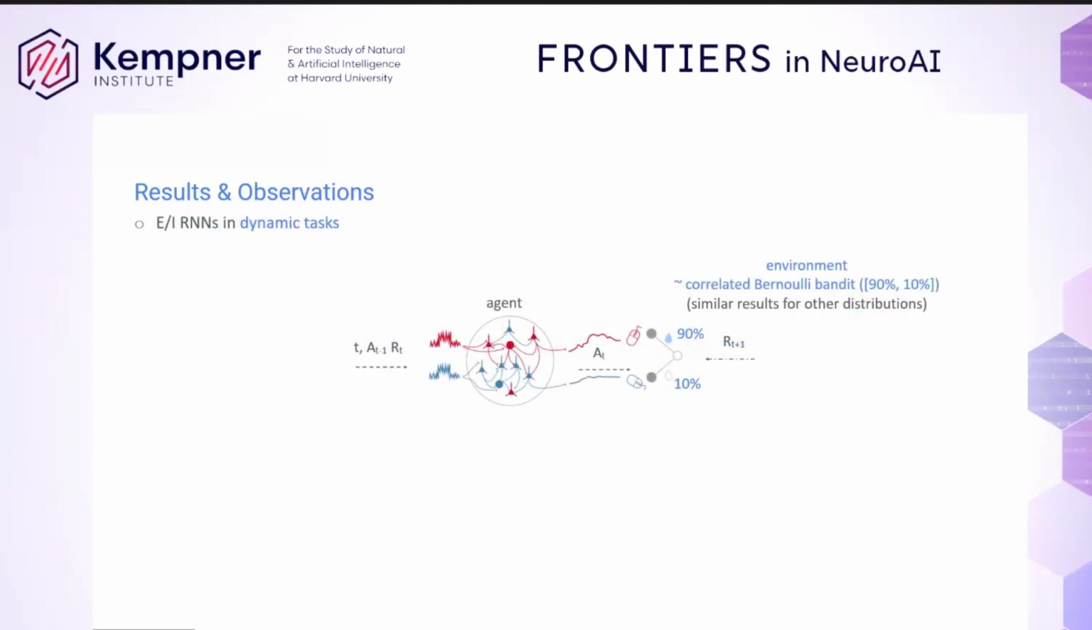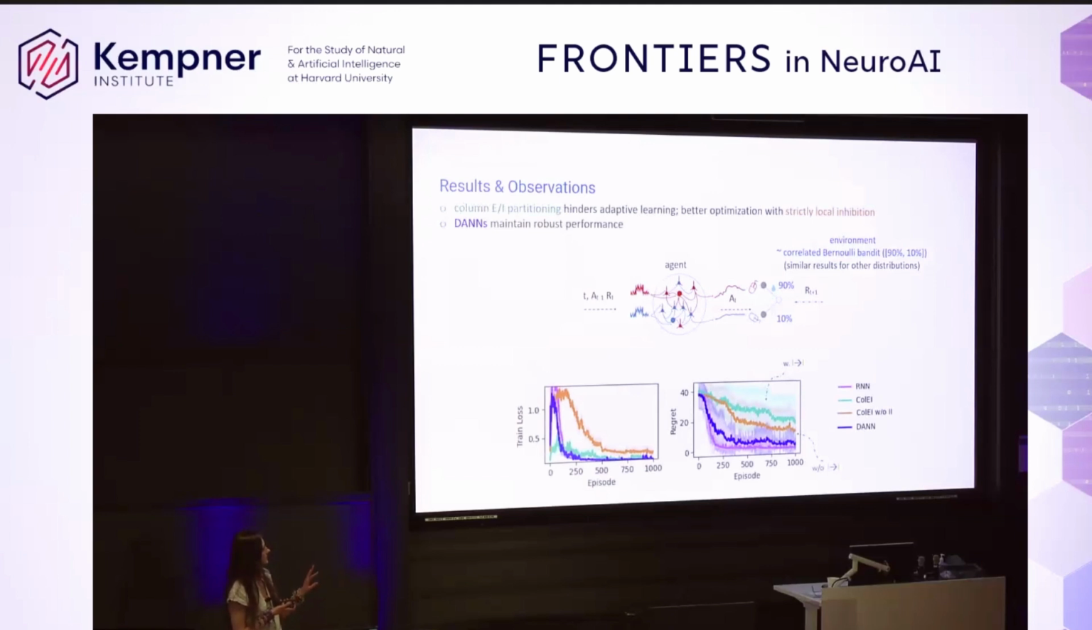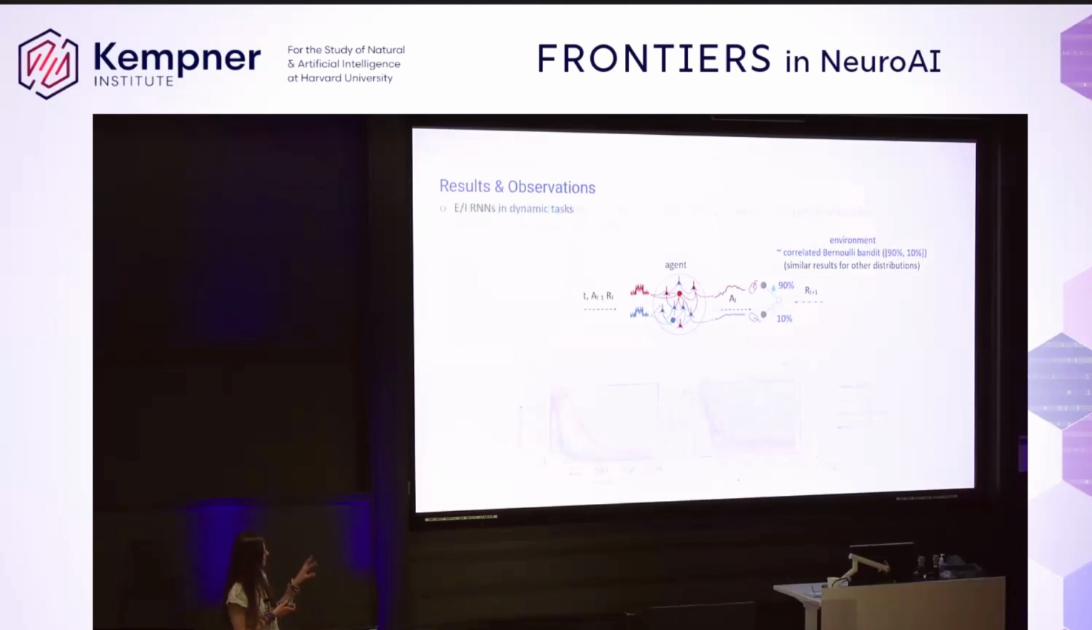So finally, we also test them in these dynamic tasks where the environment is resampled from structured distributions. Here I'm showing an example where the environment is sampled from a correlated Bernoulli bandit with some probabilities for the two arms, but this also works on other distributions like restless bandits or other drifts or other probabilities. So this is kind of a meta-learning setting where they also receive the previous action and the previous rewards.